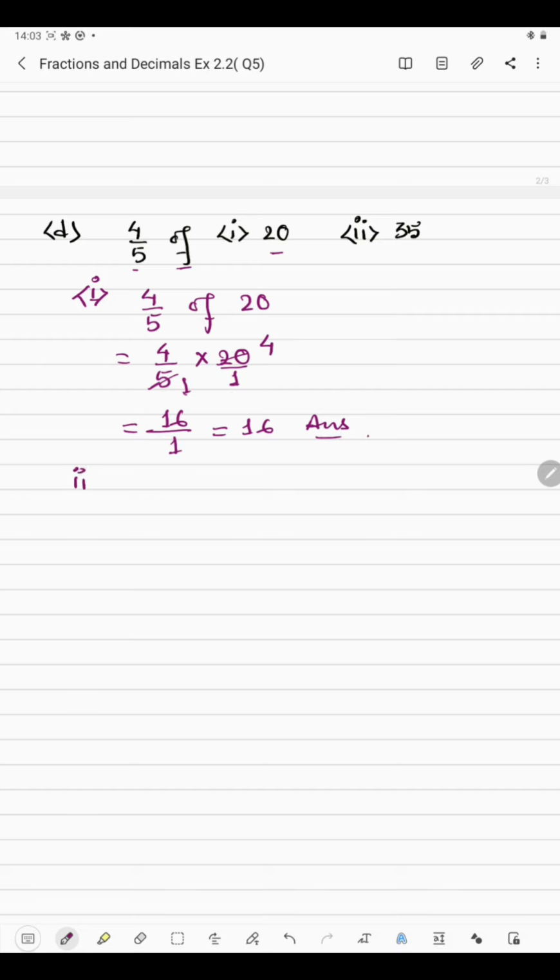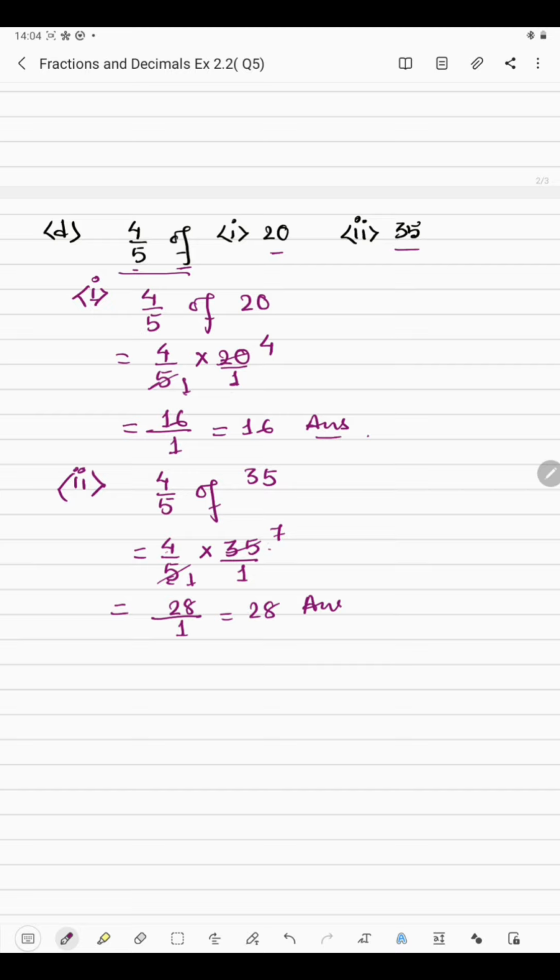Now the second part of number D is 4 by 5 of 35. So that means 4 by 5 will be multiplied by 35, and in the denominator we can consider 1 as there is no digit. Now this 5 and 35 both come in 5's table. By which number can we cut this? So 5 ones are 5, 5 sevens are 35. Both numbers can be divided by 5, right? Now if you multiply the numerator, we'll get 4 sevens are 28, and if you multiply the denominator, we'll get 1. So 28 by 1 means 28. So the answer of the second part of number D will be 28.